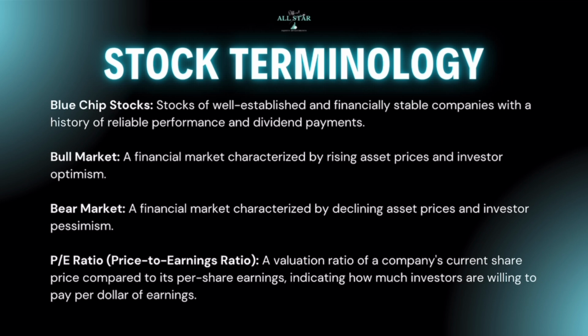A bull market is categorized by rising stock prices, whereas a bear market is categorized by declining stock prices. Additionally, another phrase you may hear from time to time is the price to earnings ratio, known as the PE ratio. This ratio distinguishes a company's current share price compared to its earnings per share, therefore indicating how much investors are willing to pay per dollar of earnings.